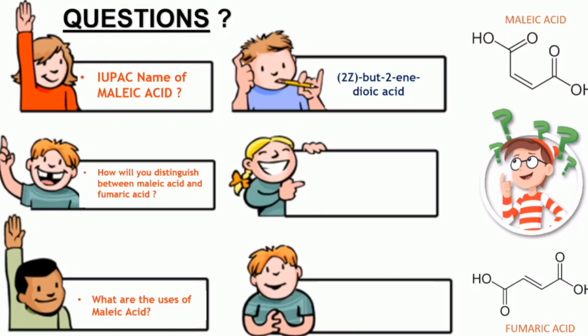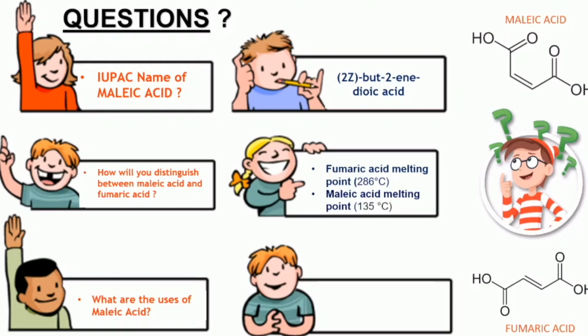Next question is, how will you distinguish between malic acid and fumaric acid? And the answer for this question is that in order to distinguish between malic acid and fumaric acid, we should determine their melting point, because fumaric acid has melting point 286 degrees Celsius and malic acid has melting point 135 degrees Celsius. As you can see the structure of malic acid and fumaric acid on the right side of the slide, you can observe that these are structural isomers of each other. That is, malic acid is cis isomer, whereas fumaric acid is trans isomer.